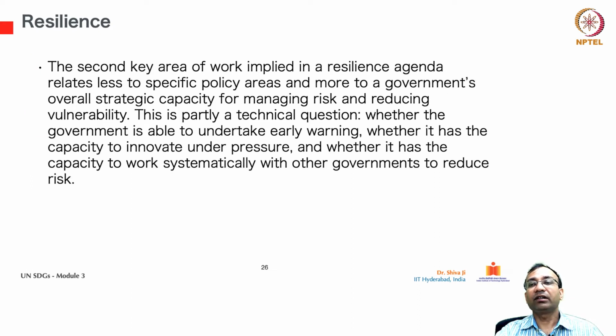The second key area of work implied in a resilience agenda relates less to specific policy areas and more to a government's overall strategic capacity for managing risk and reducing vulnerability. This is partly a technical question, whether the government is able to undertake early warning, whether it has the capacity to innovate under pressure, and whether it has the capacity to work systematically with other governments to reduce risk. So you see, collaboration, engagement, working with each other, sharing our own finances and even defense staff and other things, talks about the maturity or maybe the common fate of this planet.